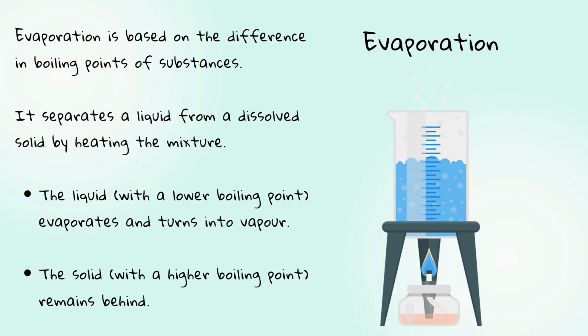Evaporation is based on the difference in boiling points of substances. It separates a liquid from a dissolved solid by heating the mixture. The liquid with a low boiling point evaporates and turns into vapor, while the solid with a higher boiling point remains behind.